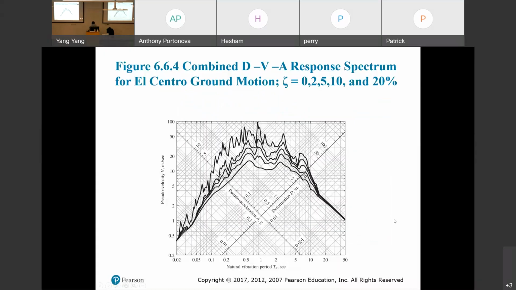So online students, can you see the PowerPoint slides on your WebEx? Yeah, I can see it. Okay, thank you.